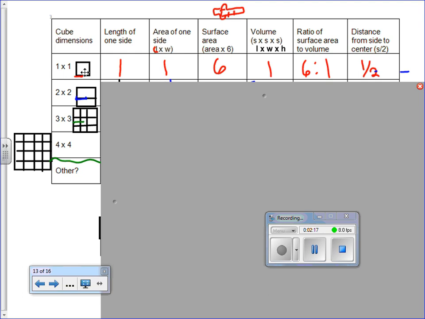Okay, so the important thing here is the ratio of surface area to volume. Here's how I like to think about this. There are 6 squares of paper for every 1 cube of volume, so think of it as the cell membrane taking care of what's inside.